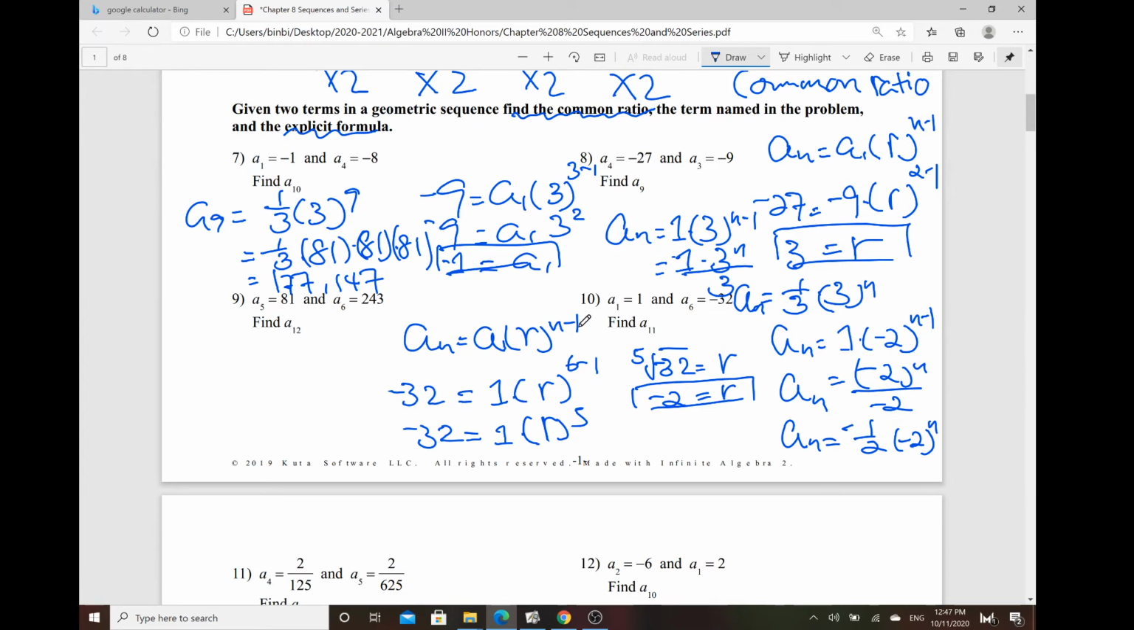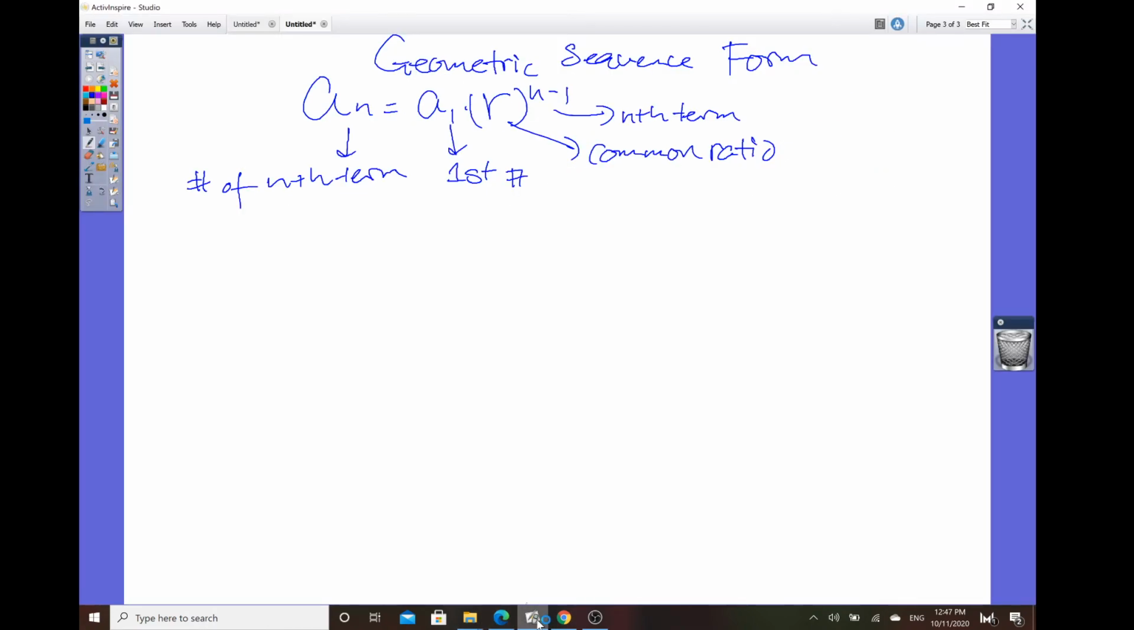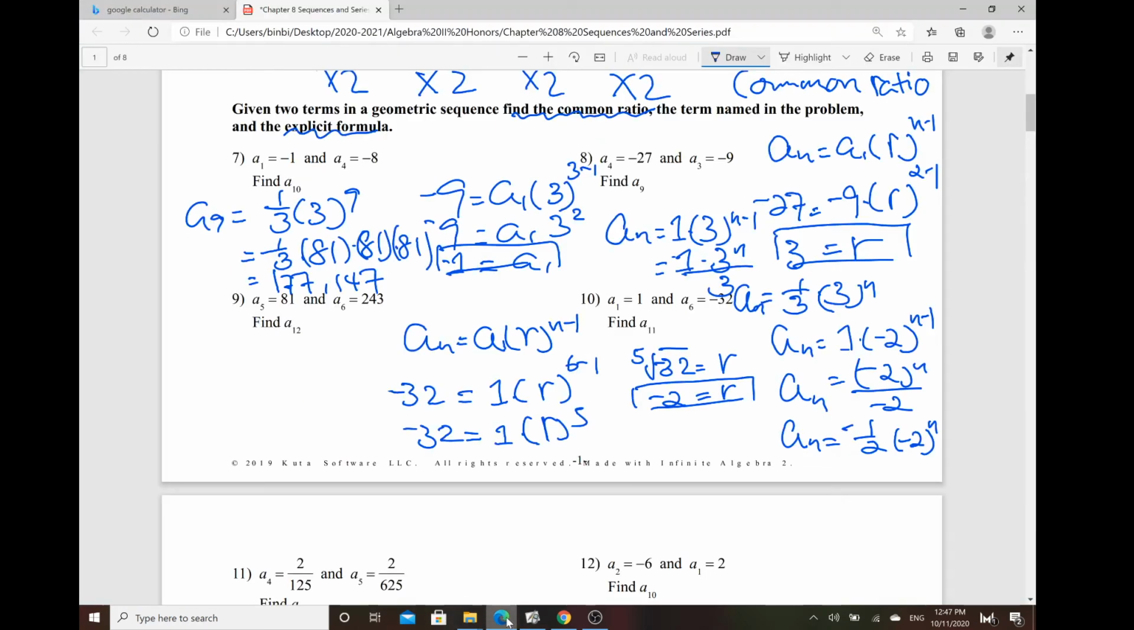Okay, so let's just work this out again. Back to number 8. Let me open up a new slide here. Apologize for that. So for number 8, a sub 1 is supposed to be negative 1. We found it. And let's see what else. A sub 4 is negative 27. But let's use a sub 3. A sub 3 is negative 9.